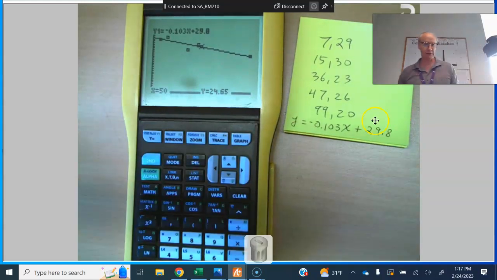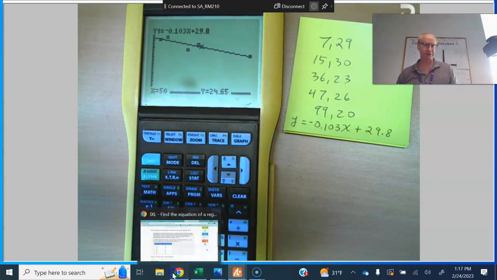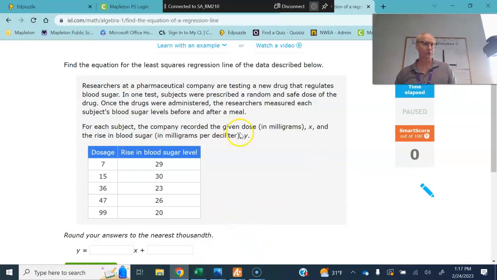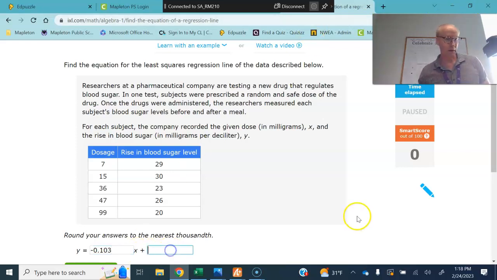We're actually doing, this problem came from IXL, and we're supposed to put the answer in here. So I'm supposed to put the negative 0.103x plus 29.8. Oh, I didn't round it to the nearest thousandth. 29 point, let me look it up.